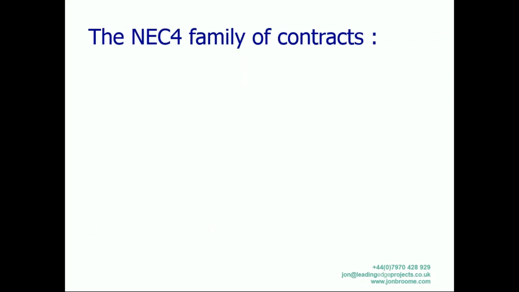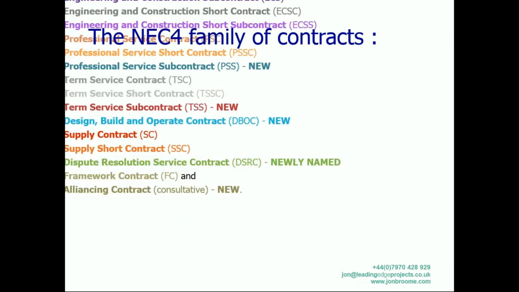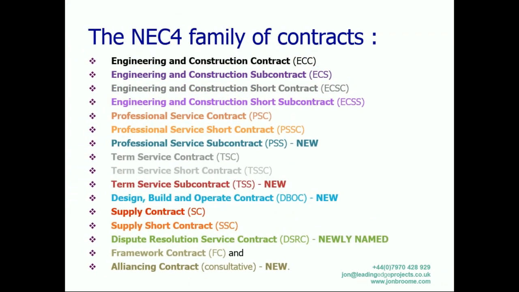Okay. Then let's look at the NEC family of contracts. So here they all are, crikey. I have highlighted the new ones, and I'm pointing at them now, down there, and you've got a newly named one there. And I've tried to use the colours that the different contracts are coloured in. The one which isn't in there is the alliance contract, because that's not actually published in a hard form yet. It's in a consultative form, which can be downloaded from the website.